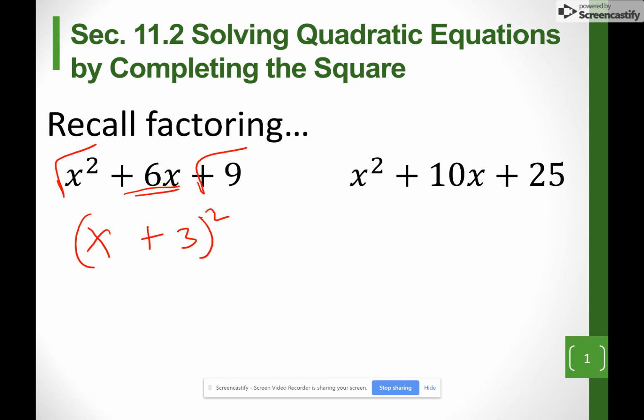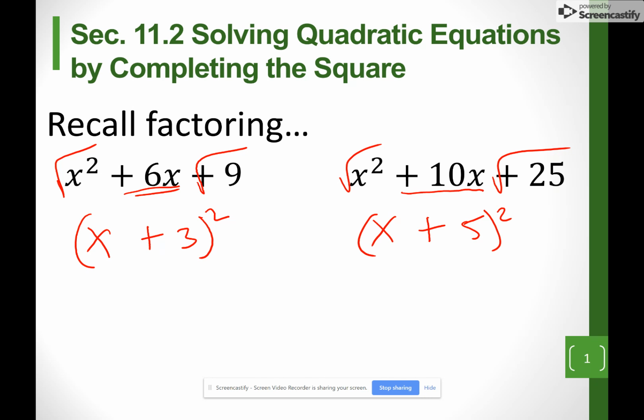The same thing with my other example here. I just added this slide, so it shouldn't be on your slides. Square root of x squared is x. The square root of 25 is 5. If I multiply them, is equal to half of the middle term. We respect the sign. So I get x plus 5 all squared. That's what we call the perfect square.